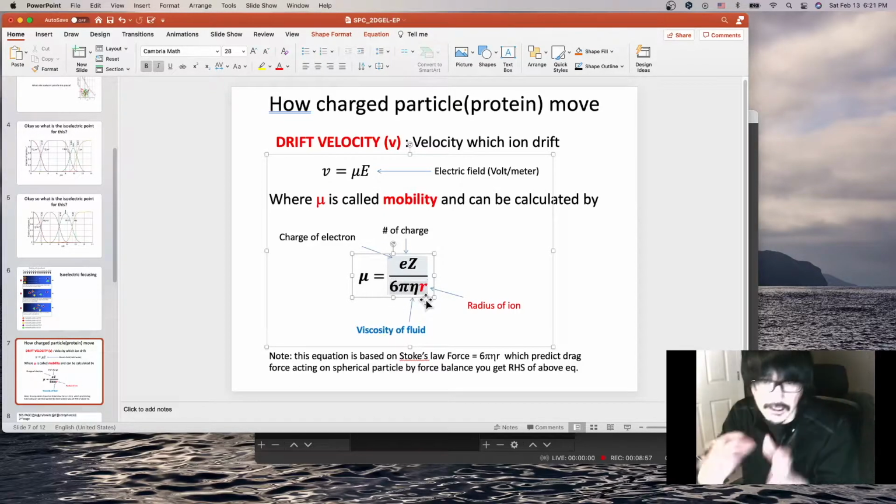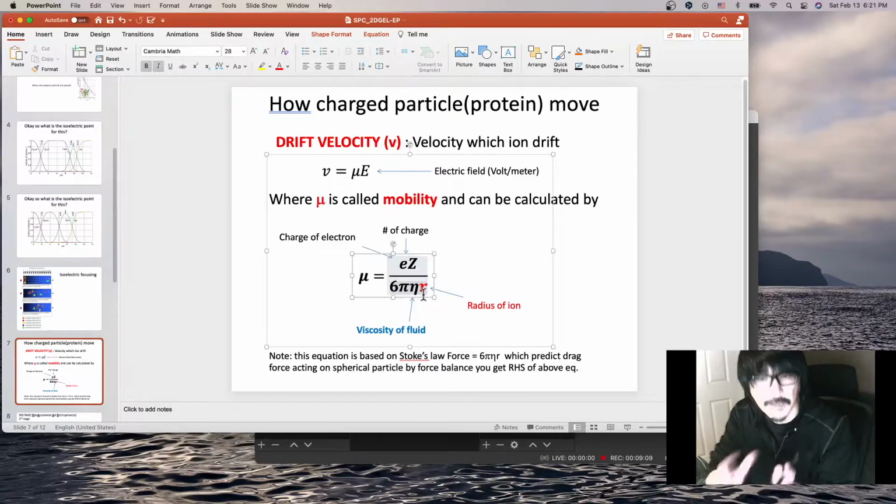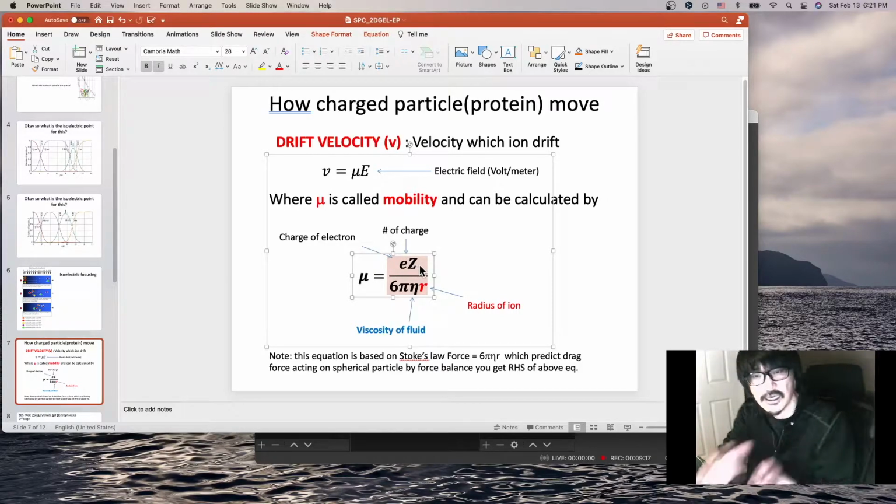That's a spherical particle's drag coefficient, right? That's the friction that's slowing down the movement, and the top portion is the electric charge. The higher the electric charge that the protein has, the larger the force it feels, and then it moves inside of this gel.